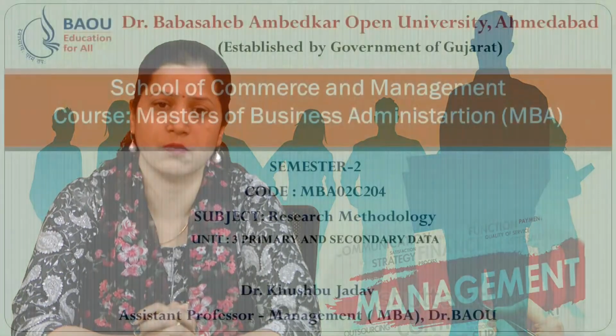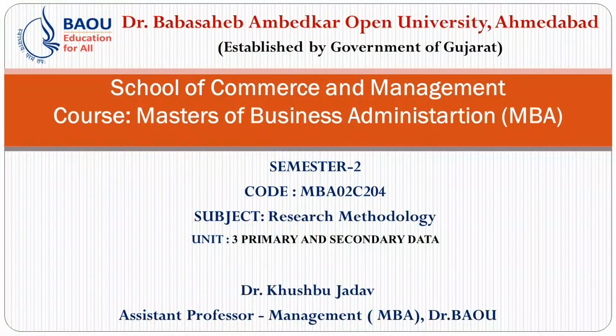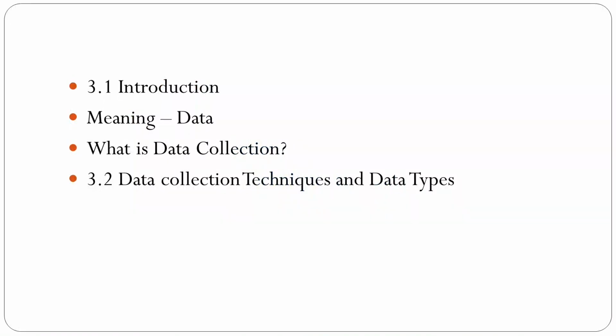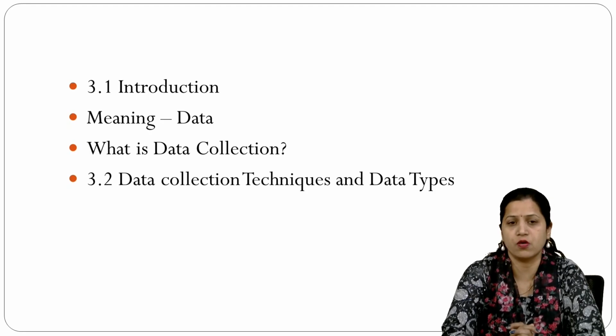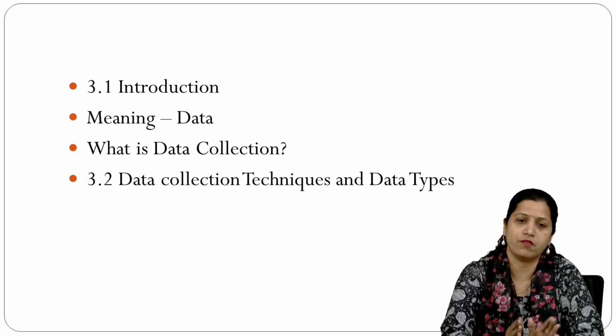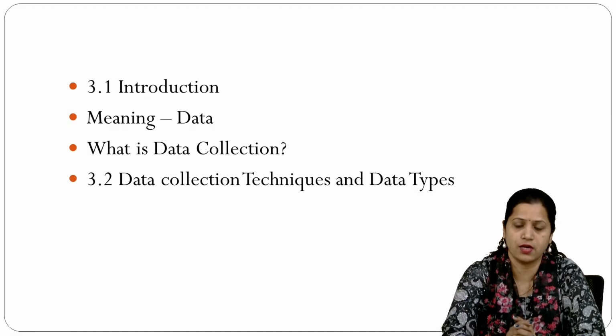Students, today we are going to discuss Unit number 3, Primary and Secondary Data of the subject Research Methodology, MBA Semester 2. The code is MBA02C204. Now look at the points that we are going to discuss today. In this lecture, we are going to discuss what is the meaning of data, what is called data collection, and there are different types of data collection techniques and data types that we are going to learn today.